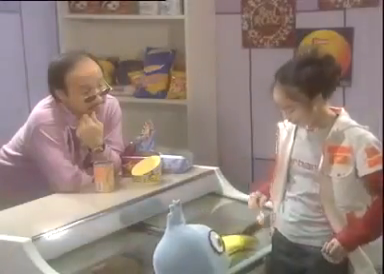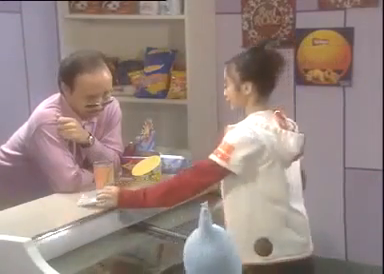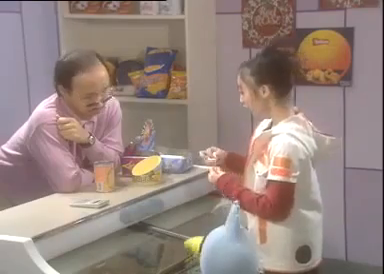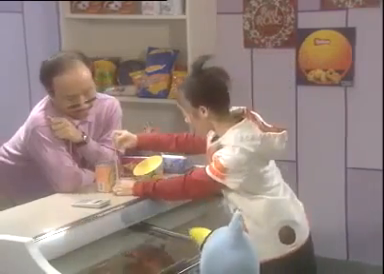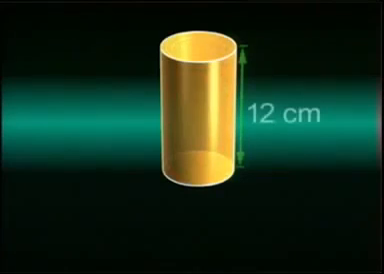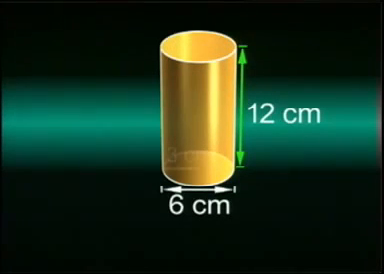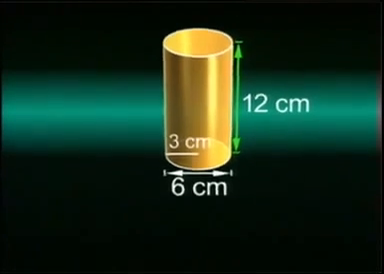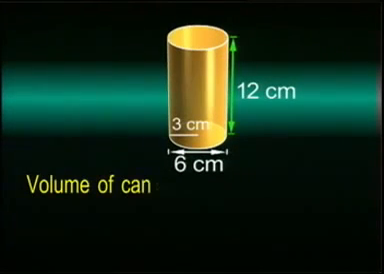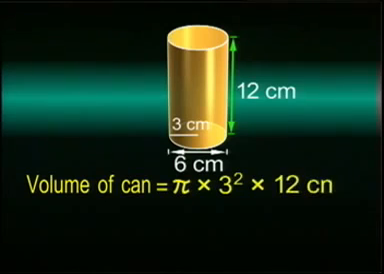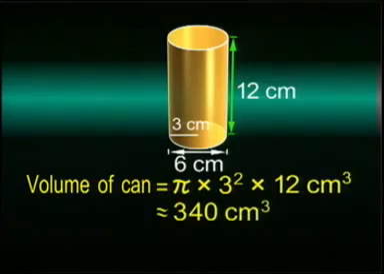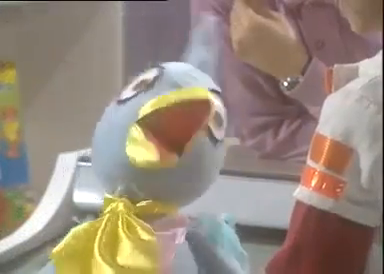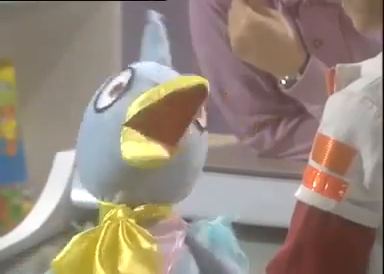Luckily, I have my calculator and tape measure with me. Let me measure the radius and height of the can. The height is about 12 centimeters. The diameter is about 6 centimeters. So the radius is about 3 centimeters. Therefore, the volume of this can is pi times 3 squared times 12 equals about 340 cubic centimeters. 340 cubic centimeters is 340 milliliters, which is a lot of juice, isn't it?